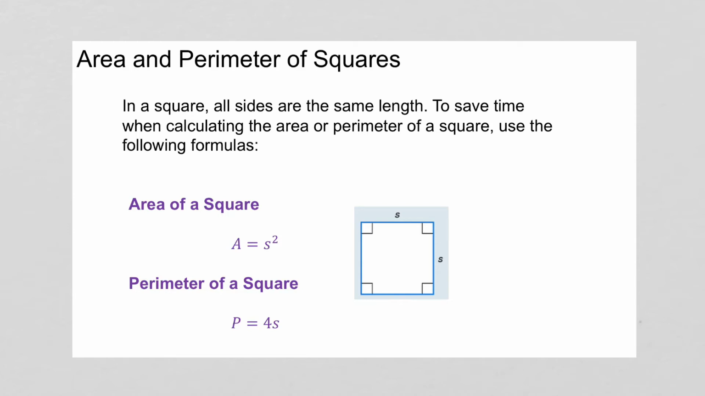The area of a square, well, the area of a rectangle is length times width. So if the length were S and the width were S, then the area would be S times S, or S squared, because the sides are the same. So the area of a square would be S squared. The perimeter of a square would just be the length of one side times 4 because all the sides are equal.